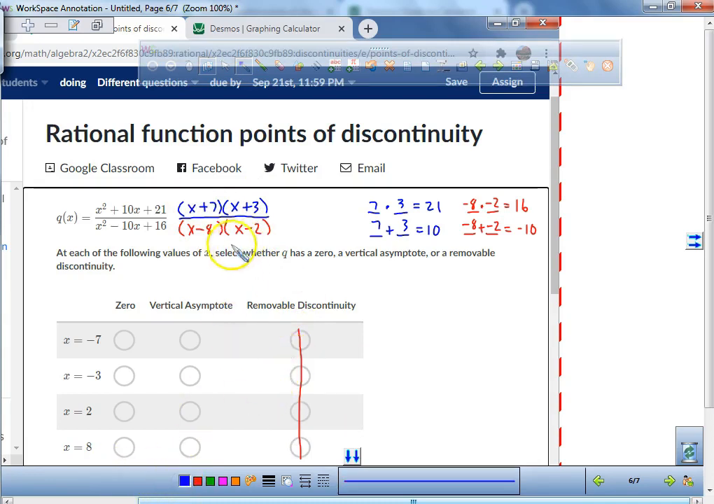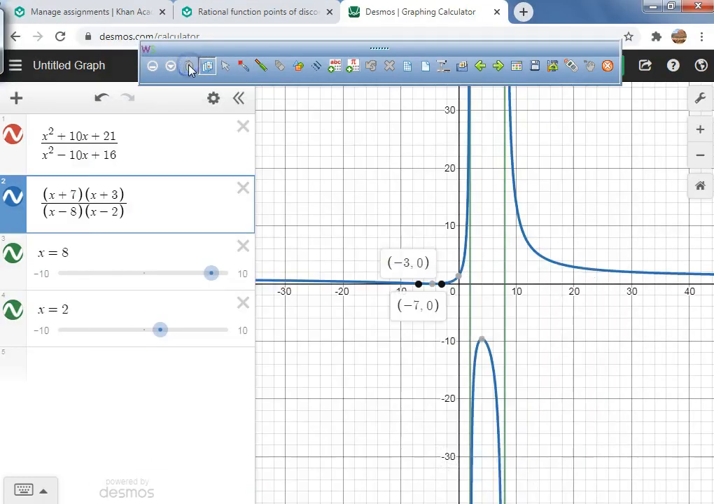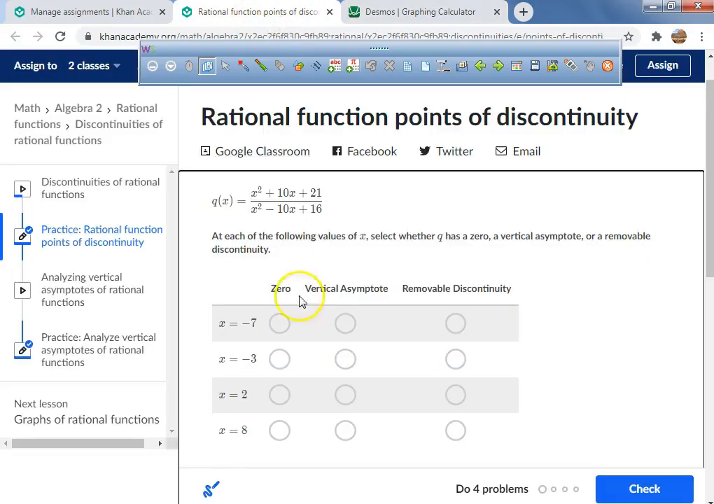There's no removable discontinuity because nothing cancels out in the numerator and the denominator. All right, so where were our zeros located? At -7 and -3. So we have a 0 right here, we have a 0 right here. And where was our vertical asymptote located? Right here at an 8 and right here at a 2. So at 2 and 8 we had vertical asymptotes, and that's why I'm going to select those answers. We have a 0 at -7 and -3. We have asymptotes at 2 and 8.